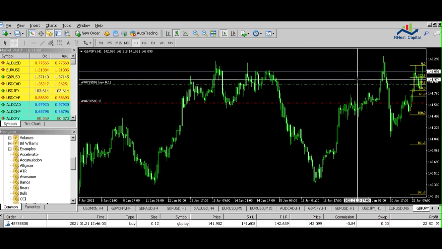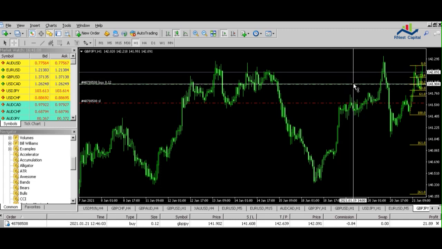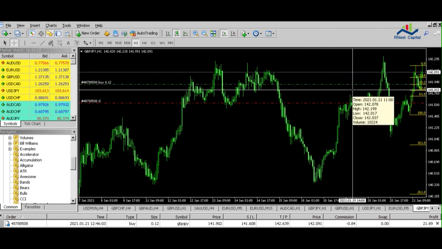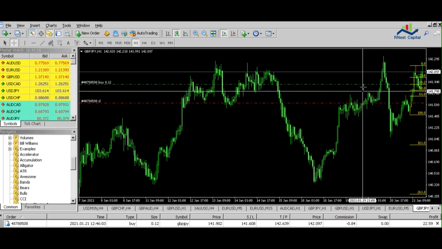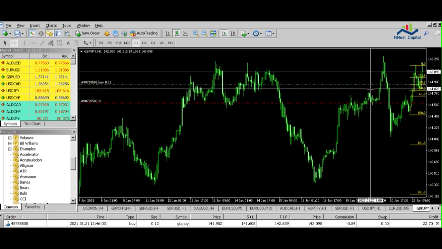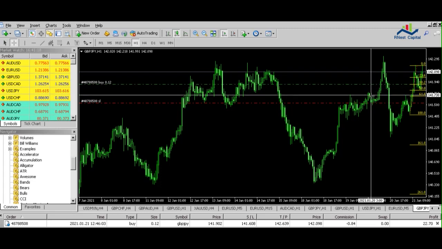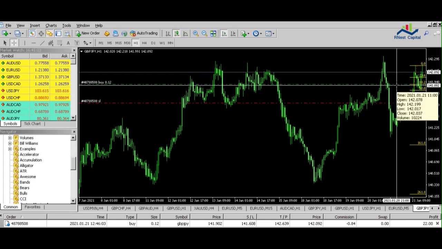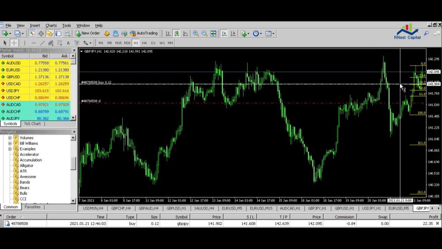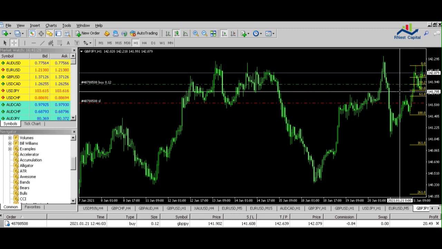Now the levels I look for are the 38.2, the 50.0, and the 61.8 levels. Those are the levels that I'm interested in. 38.2, the 50 level, and the 61.8. Anything different, I'm not interested. So I'm only interested in the 38.2, 50, and 61.8.